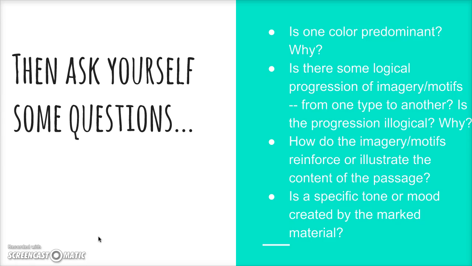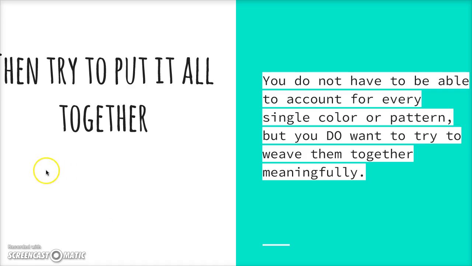And then think about tone or mood. Do the word patterns, the structure patterns, all of those things that you've noticed create a specific mood for the reader? And then you should try to put it all together. Now, this is obviously the harder part. However, you will have read this poem and looked at this poem really closely a lot by the time you get to the put it all together phase.